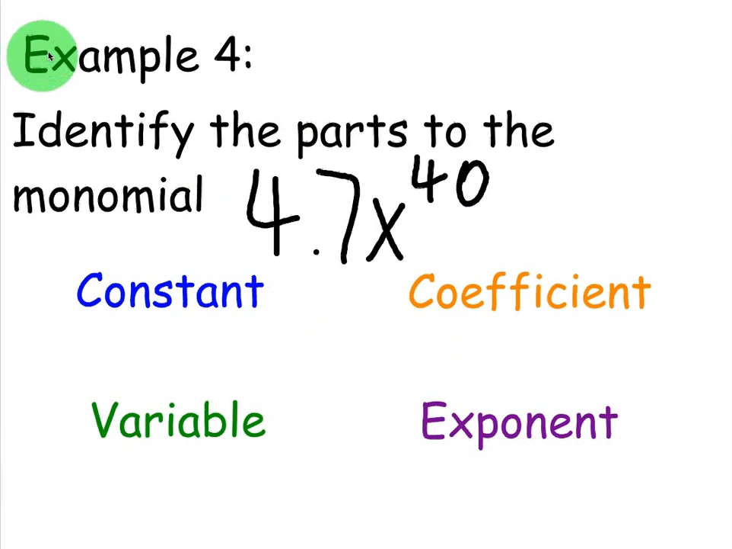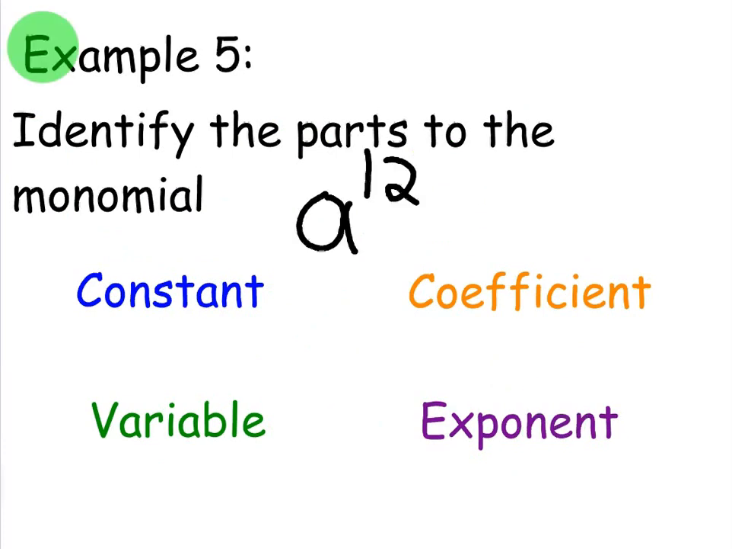All right, how about this one? Identify the parts of the monomial. First of all, we'll look at this one a little bit different. What is 4.7? Is it constant, variable, coefficient, or exponent? Well, if you said coefficient, you are correct because it's the number in front of the variable. All right, next we have x. We kind of gave that one away. That's going to be your variable, a number that changes. It's usually a letter, represents a number that changes. Next is the 40. Basically, it's either going to be the constant or the exponent, right? Now, it is a constant number, right? But because it's up and to the right of the variable, that makes it the exponent.